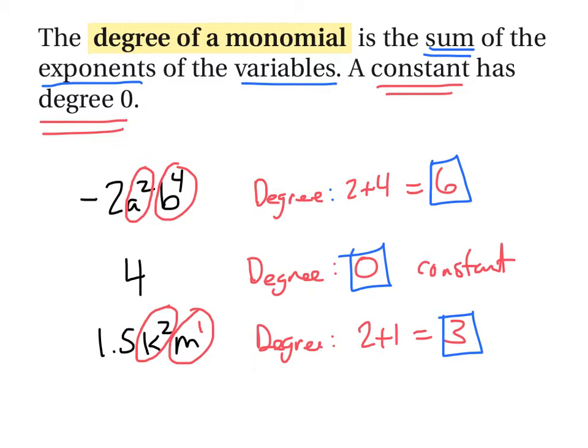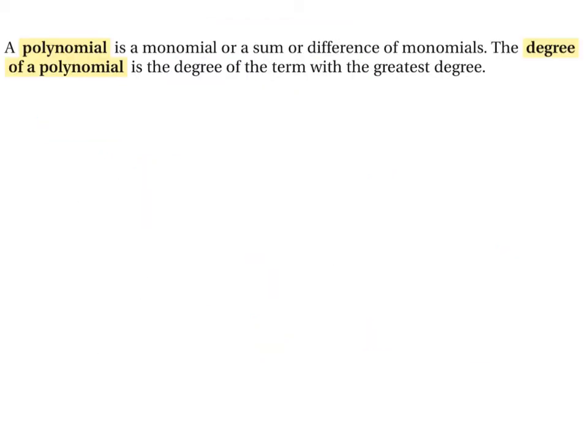Okay, so what are we going to do with these monomials? Well, that's what the next slide's about. What we can do is we can take a bunch of monomials and we can add them or subtract them to construct what we call a polynomial. So a polynomial means many terms. A polynomial is a monomial or the sum or difference of monomials. Let me give you some quick examples and then we'll talk about the degree.